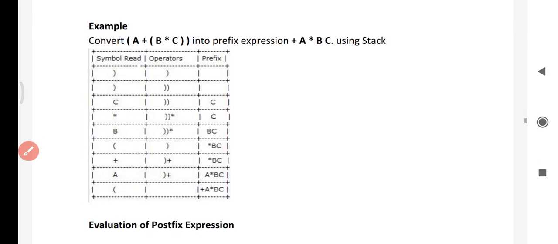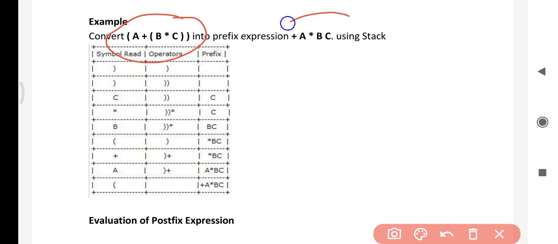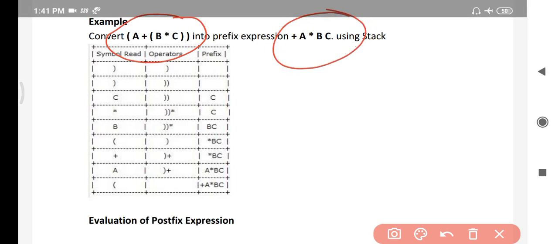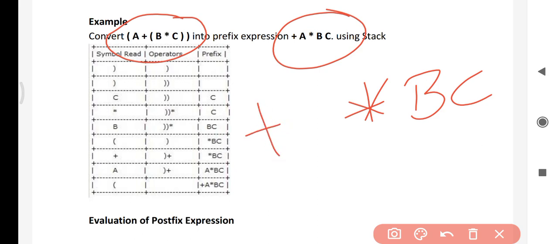Without an example it is very difficult to understand the algorithm, so we take one example. We read one infix expression: opening bracket, a plus, open bracket b into c, closing brackets. You have to convert it into a prefix expression. What will be the prefix expression of this? First you will convert star bc, because star has higher priority. Then a plus star bc will be converted like this, plus a, so the final expression will be plus a star bc.